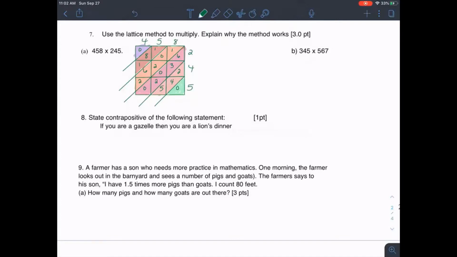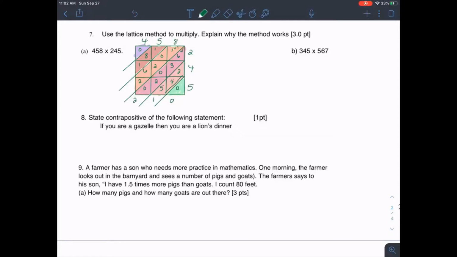So the first row would be 0. Second one would be this row. 5 plus 4 is 9, plus 2 is 11. So you put the 1 here. You're going to carry that 1 up there. So 6 plus 1 is 7, 8, 9, 10, 11, 12. The 2 goes here. You're adding the 1.